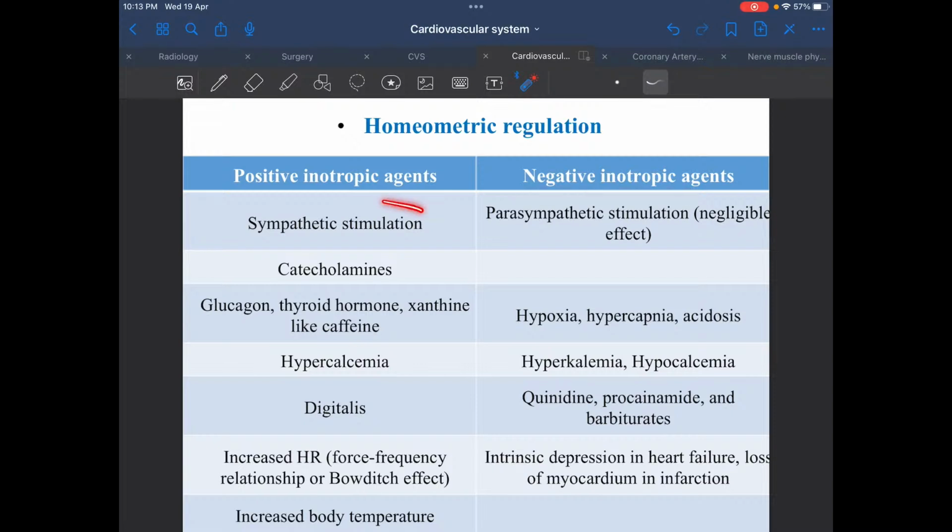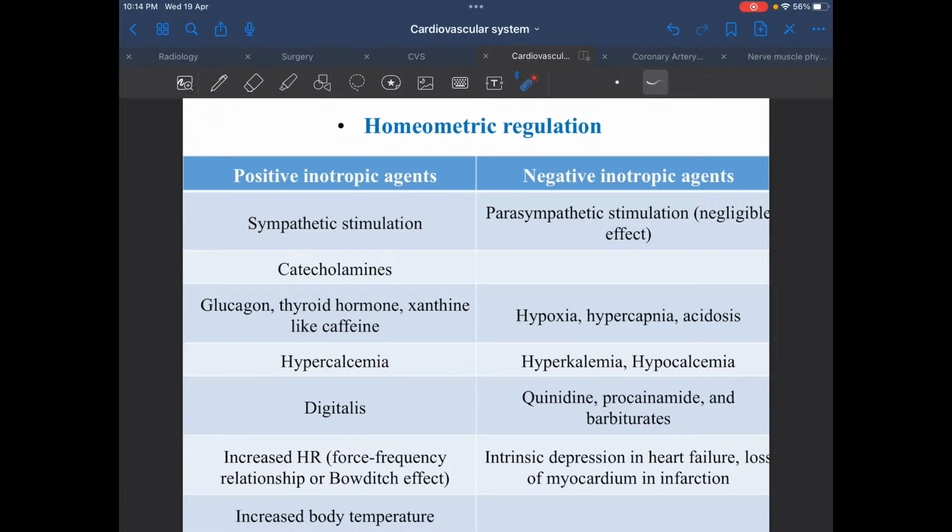So let's see that. Sympathetic stimulation is a positive inotropic agent. I hope you all know that. We can have catecholamines, glucagon, thyroid hormone, even your caffeine, right? Caffeine is going to be a very important positive inotropic agent as well. Hypercalcemia, digitalis, we've already studied the mechanism behind digitalis, how it binds to the ouabain binding site at the sodium potassium ATPase, increases the intracellular calcium that is there to facilitate more amount of cardiac contraction. Okay? And increased heart rate. Didn't we study that? That is the Treppe phenomenon, also known as the Bowditch effect.